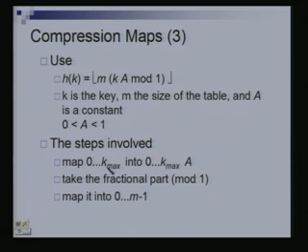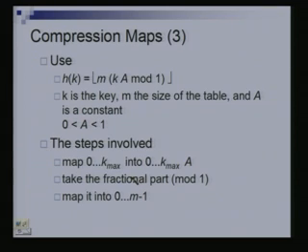First, we convert them from this range into a range 0 through k max times a. Essentially, we multiply each key with a, where a is some number between 0 and 1. So first we convert it into this range. Now we take the fractional part of each key. That corresponds to Ka mod 1. So as a consequence, we get a number between 0 and 1 because we took the fractional part.